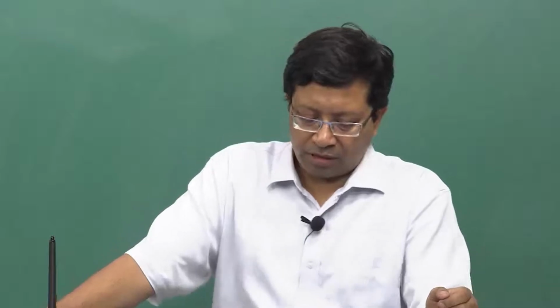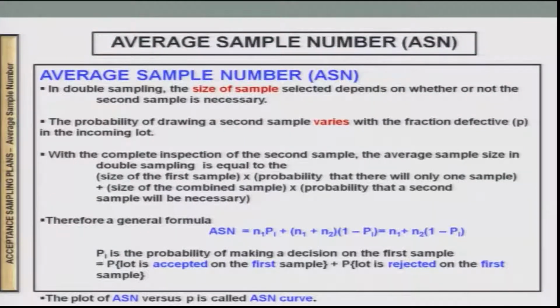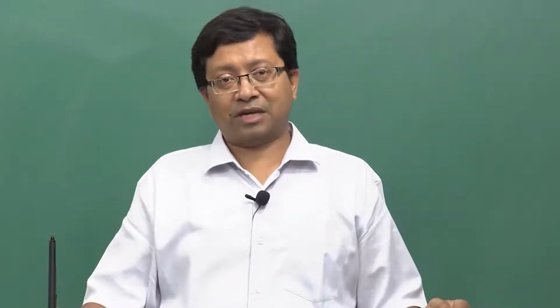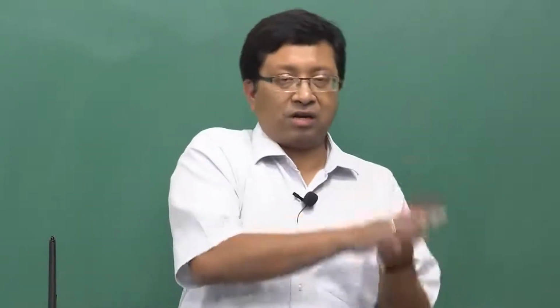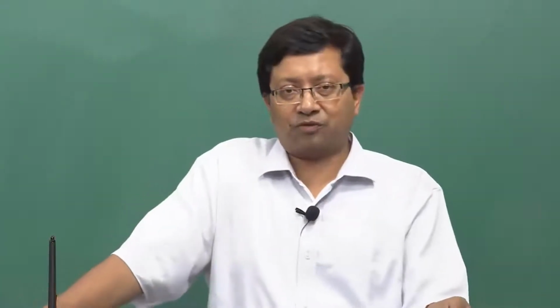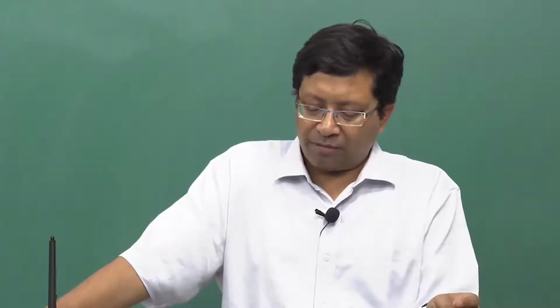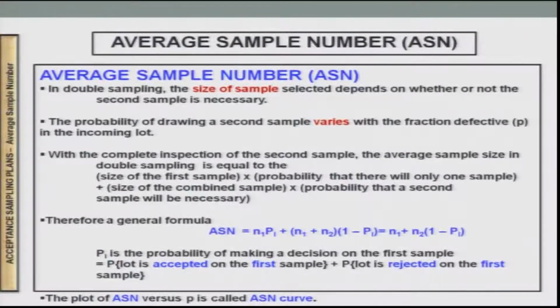So, for the double sampling, the sample size is equal to the size of the first sample in the probability that there would be only one sample, plus the size of the combined sample. As we are trying to understand D2, the total number of defects, that sample size would now be initially N1, later N2, which is the combined sample size for two samples, multiplied by the probability that a second sample would be necessary. If it is a third one, it will depend on the combined size, and the corresponding probabilities would be brought into the picture accordingly. So, therefore, the general formula is, if you see the last value, let me point it out.